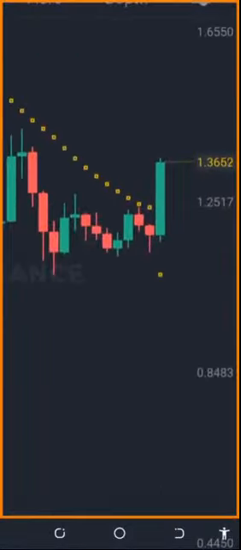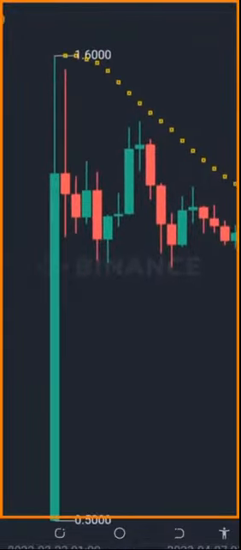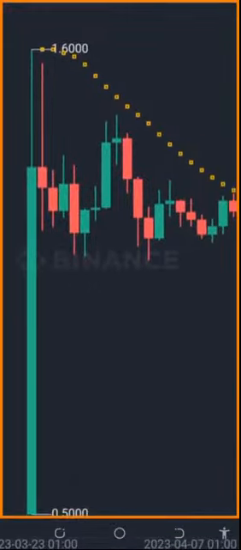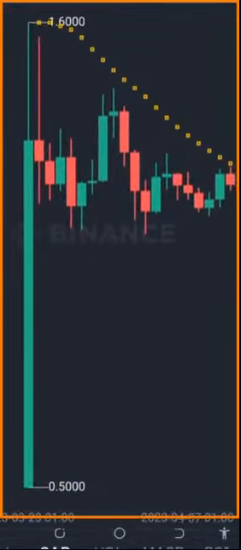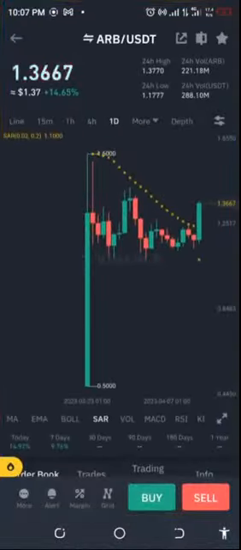You can see the parabolic SAR is actually under it, so it's very possible that this is going to pump even higher. It went to $1.60 at the beginning, so there's hope. The coin is like 3 weeks old. Okay, let's see how this goes. Let's keep our fingers crossed, and I'll be back with the results.